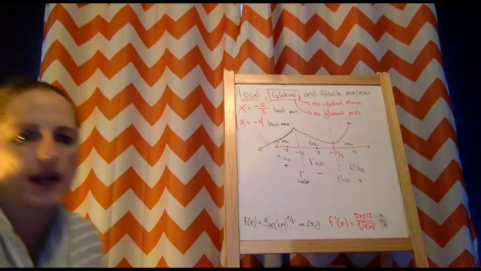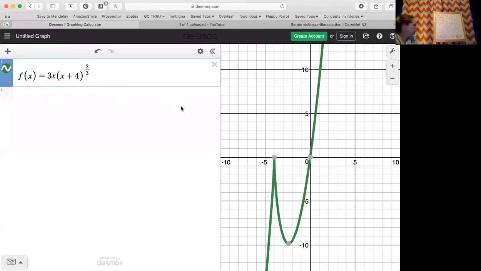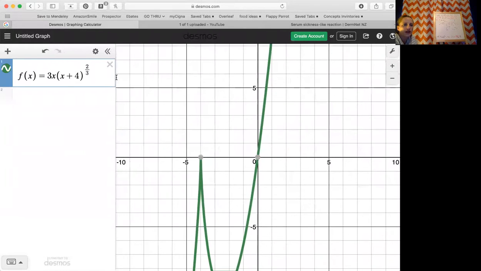All right, well, real quick, it's nice to sometimes check our work. So I'm going to go ahead and pull up this graph on Desmos. So there's our function, 3x times (x + 4)^(2/3). And then let's look. I'm going to zoom out a little bit.